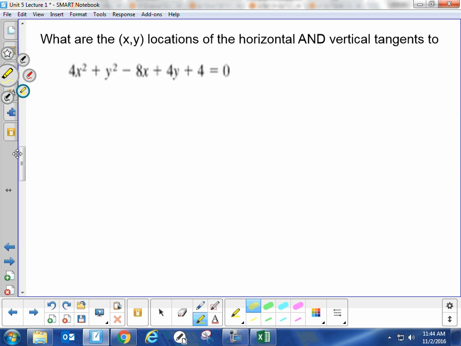You need to take those and plug them in here to find the y's that go with that x, to find the x's that go with that y. Okay? Into the original, yes. The original equation will help you find points on that original equation. Not a function. Plug those into your original to find their corresponding x's and y's.